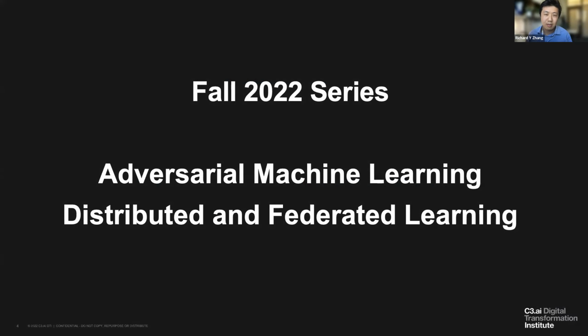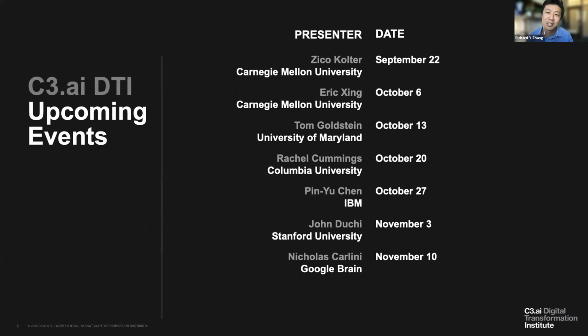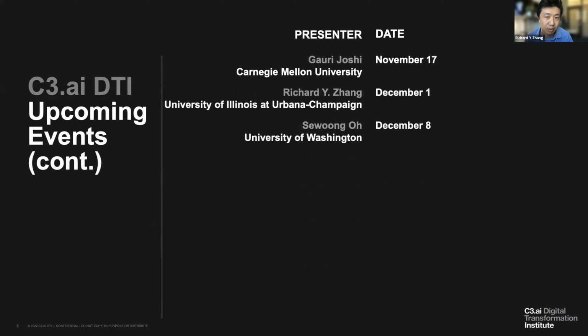So the fall 2022 series is organized around two special themes: adversarial machine learning and distributed and federated learning. Our talks are scheduled to alternate between these two themes over alternating weeks. And we have some really exciting speakers lined up for the semester. Just to give you an idea, for the next few weeks, we'll be hearing from Eric Xing, also from Carnegie Mellon University, Tom Goldstein from the University of Maryland, and Rachel Cummings from Columbia University. And our series will extend all the way out to December.